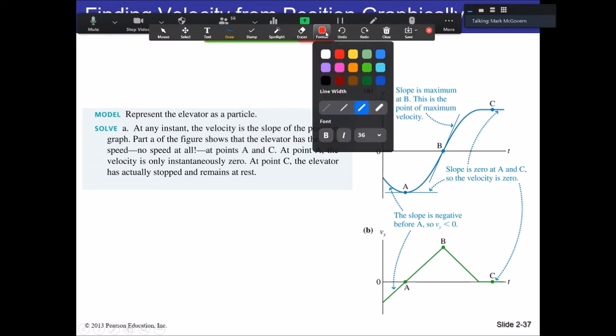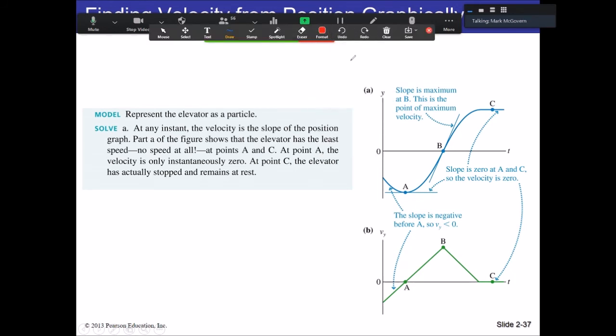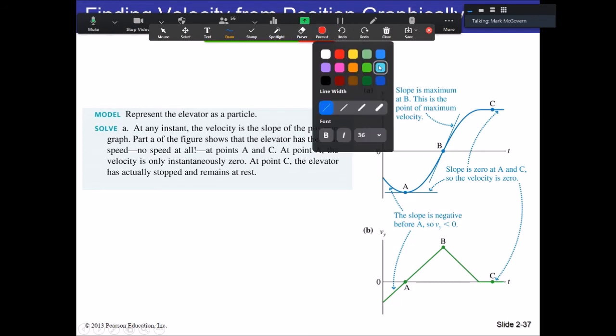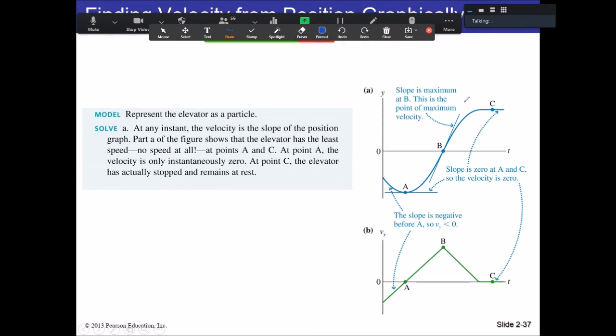But they show the slopes, so we get a sense of what the speed is like. Let's do a soft blue. Here. And I want a line zoom. So it looks sort of like that. So it's very similar to A.